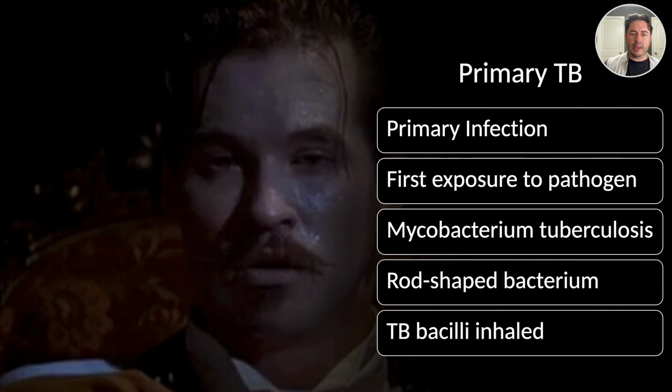But anyways, talking about primary TB, this is the primary infection when you are first exposed to that pathogen. And that pathogen is what we call Mycobacterium tuberculosis, or some people just call it M. tuberculosis. And when we look at this bacteria, it is a rod-shaped bacterium that is a bacilli. It's a rod-shaped bacilli, and this must be inhaled.